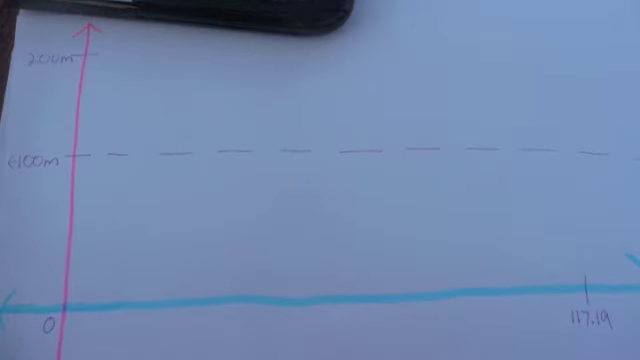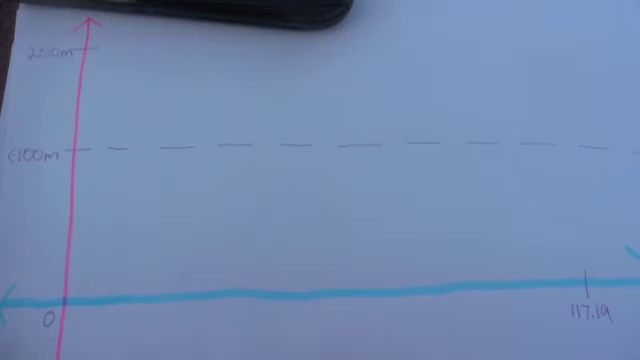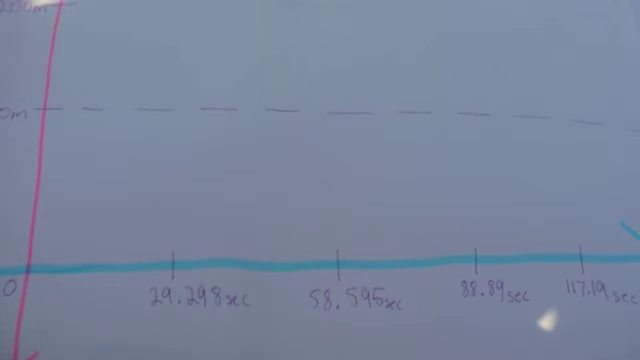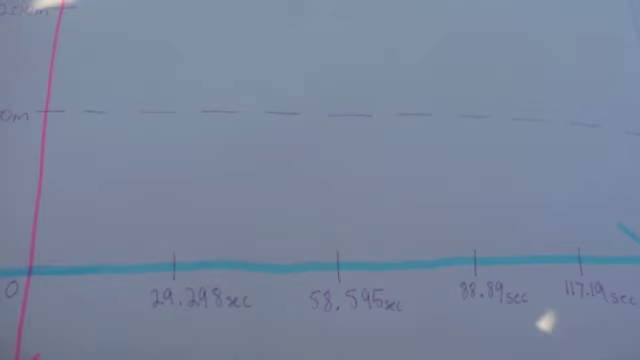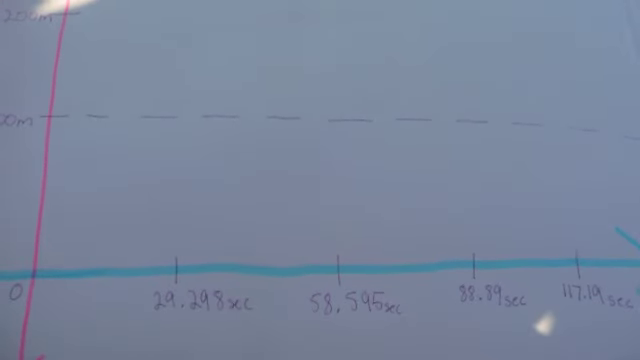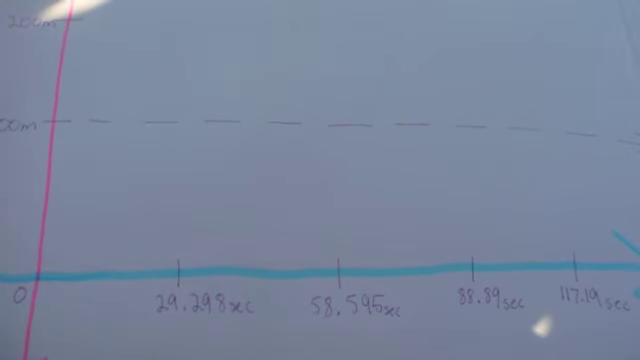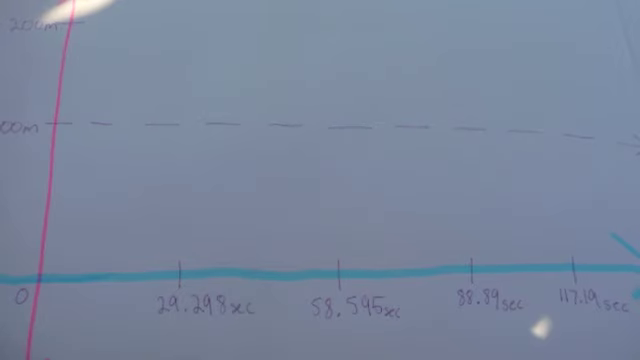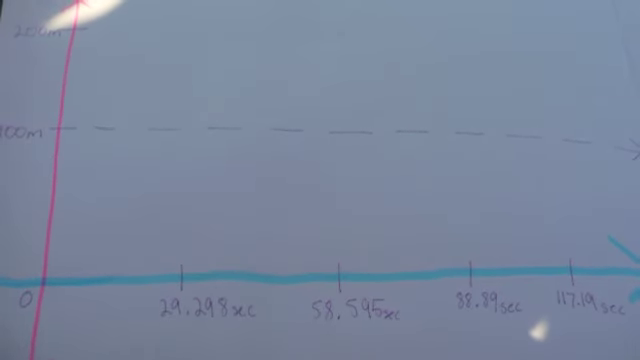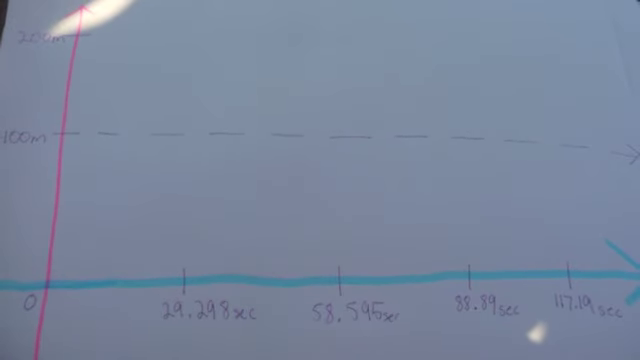Now we know our first critical point is at 0 seconds and our fifth critical point is at 117.19 seconds. To find our middle critical point, we take 117.19 plus 0 and divide by 2 and get 58.595. To find our second critical point, we take 58.595 plus 0 and divide it by 2. Then we get 29.298. To find our fourth critical point, we take 58.595 plus 29.298 and we get 88.89.